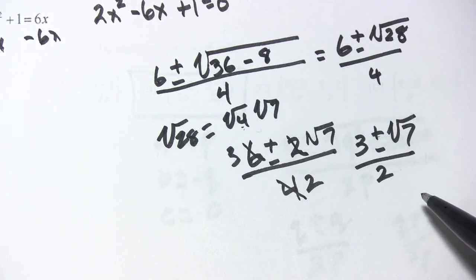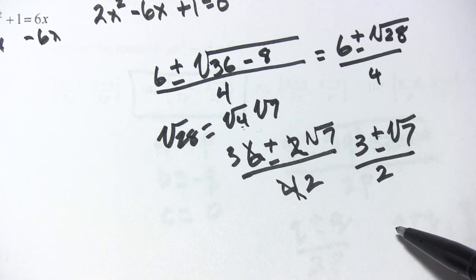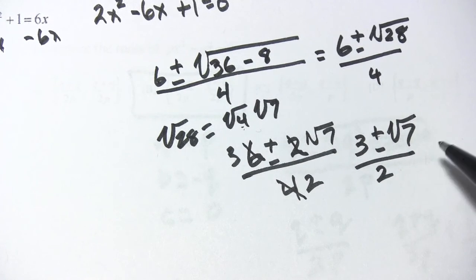And if I were to separate these out, I would have 3 plus the square root of 7 over 2 and 3 minus the square root of 7 over 2. So that's a little bit of work with solving problems using the quadratic formula.